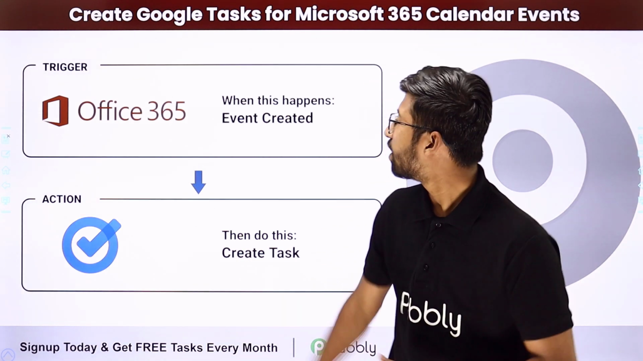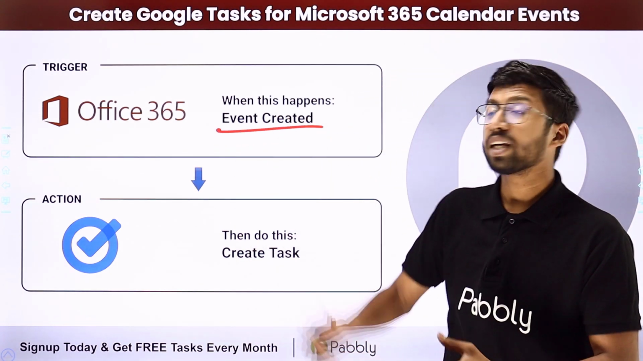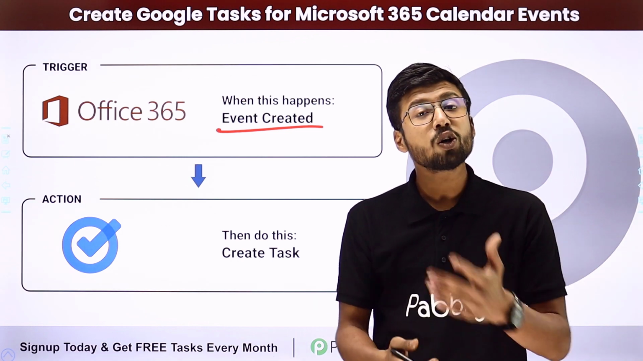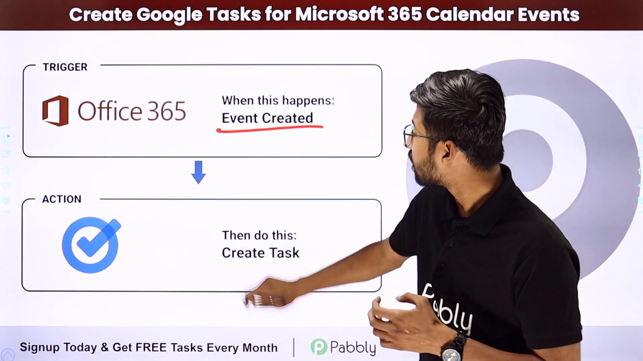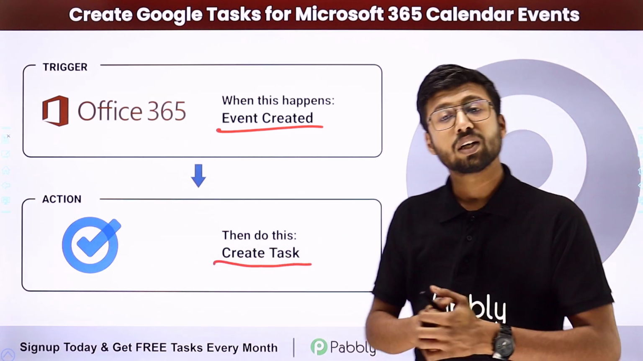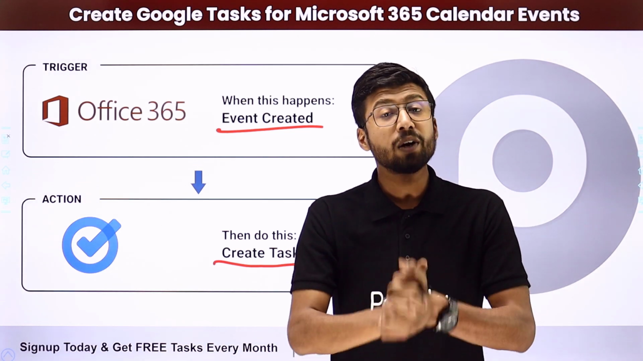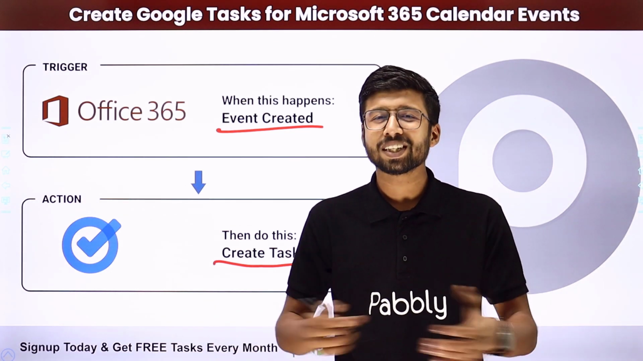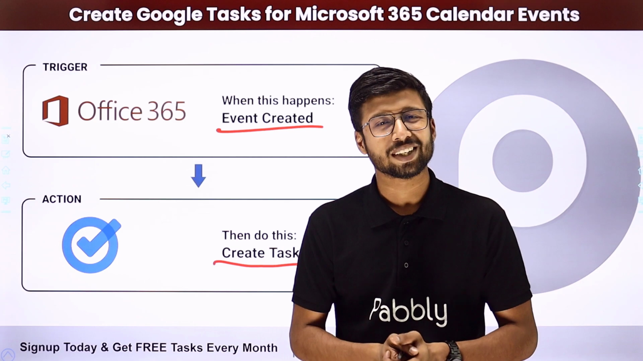So in this automation, whenever a new event is created in Microsoft 365, automatically with the same details, a task will be created in Google Tasks. So if you want to know how you can set up this automation, you have to come with me to my screen.